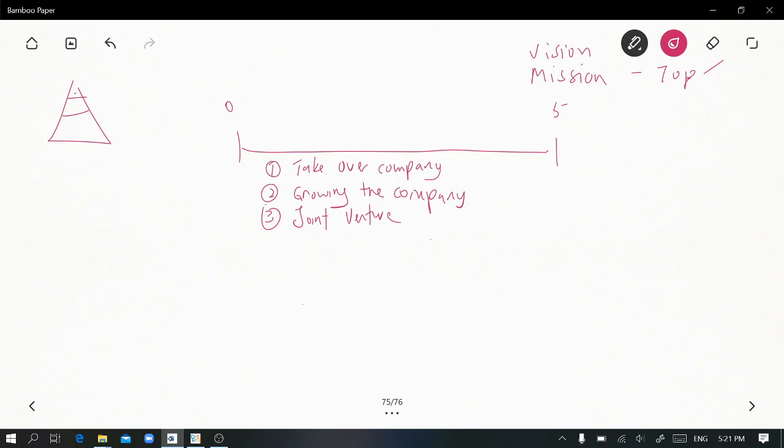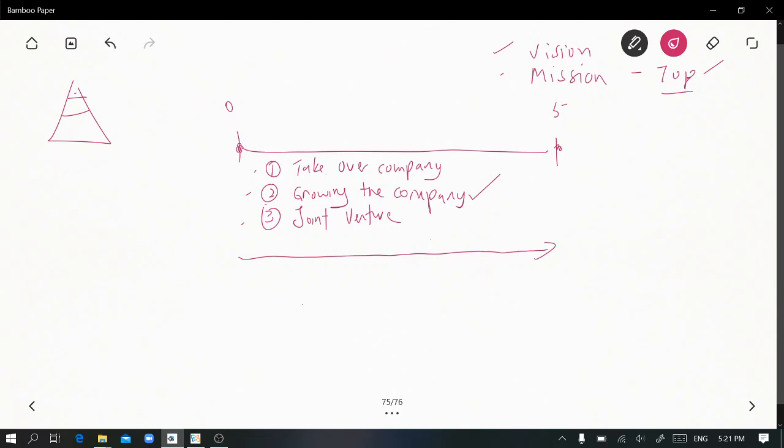So the company must set vision, missions, what they want to be and how to get there. From here to here we have 3 options, 3 strategies. So the company will choose one, maybe by choosing number 2, growing the company. So from here to be top by growing the company, along the way, to be the top, we must identify the critical success factor.